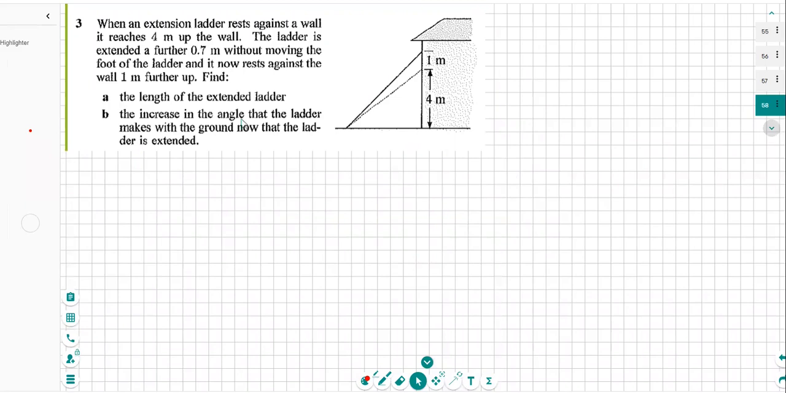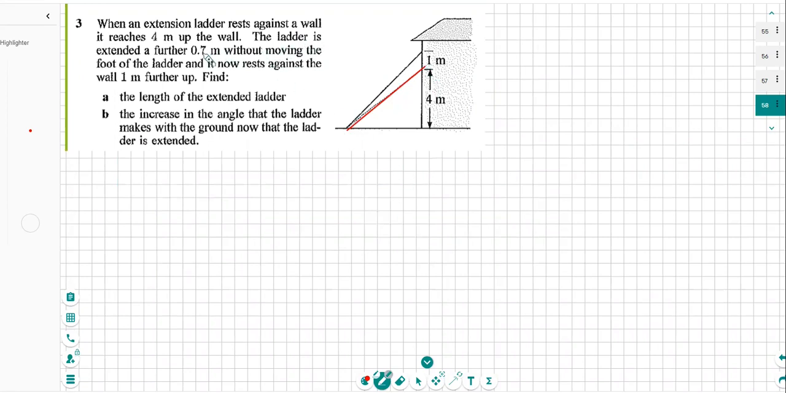So it says when an extension ladder rests against a wall, it reaches 4 meters up the wall, right? 4 meters up the wall. This is actually the original position of the ladder I'm showing you. This was the original position of the ladder, where one end is attached to the wall, right? This one.